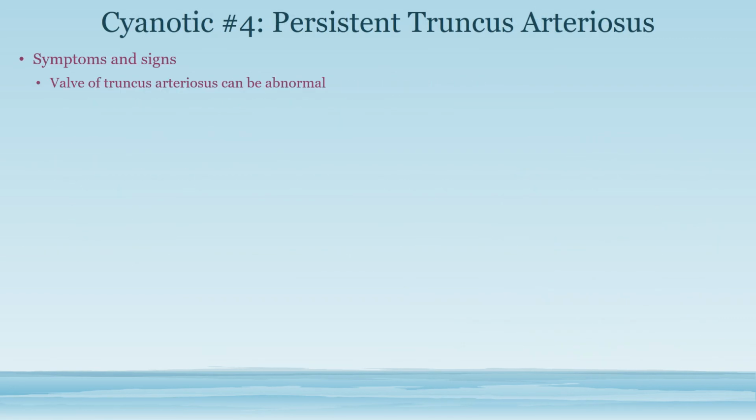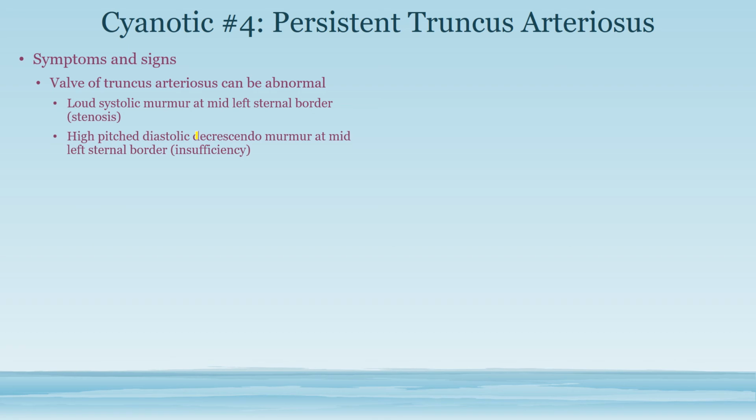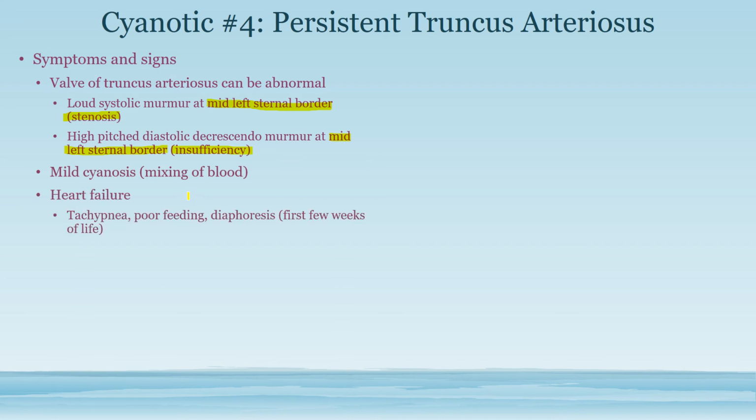So know that the valve of the Truncus Arteriosus can be abnormal. Remember, there's a valve separating the Truncus Arteriosus from the ventricles. So you can get a loud systolic murmur, or you can get a high-pitched diastolic murmur. So this is just like aortic or pulmonary stenosis and insufficiency, just a slightly different location. At the mid-left sternal border, you're going to have a stenotic systolic murmur or a diastolic regurgitant murmur. These are good things to know just in case you might run into them on your test. Mild cyanosis, we've already discussed this. The blood mixes in the ventricles and in the Truncus Arteriosus. Heart failure happens. We already talked about this.